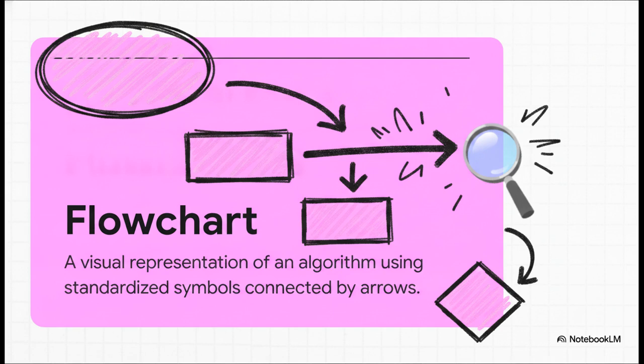A flowchart is a visual representation of an algorithm, and it uses standardized symbols connected by arrows to show the flow of execution. So instead of lines of text, a flowchart uses specific shapes. You'll see ovals for the start and end of a program, rectangles for processes and calculations, and diamonds for making decisions. And all of these are connected by arrows to show the precise order of operations visually.